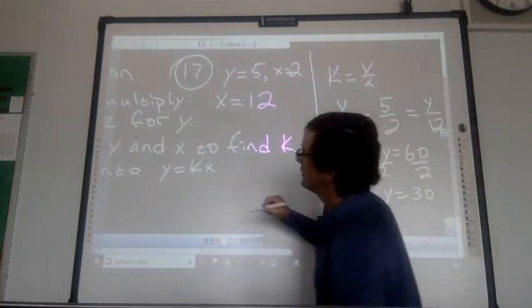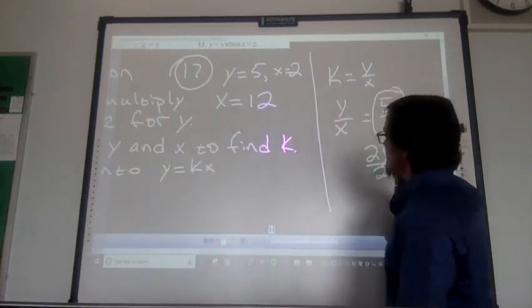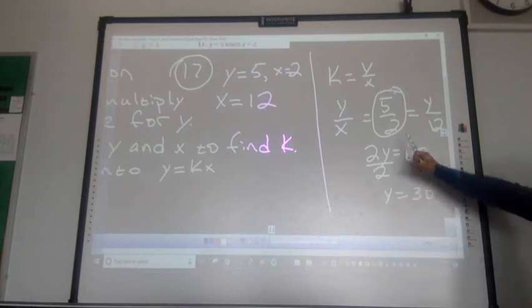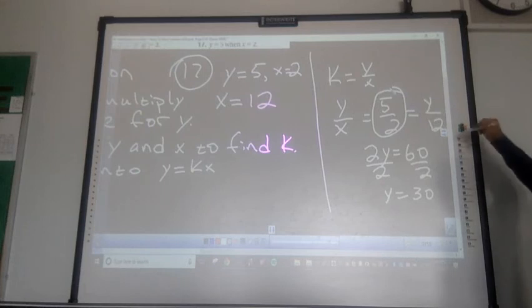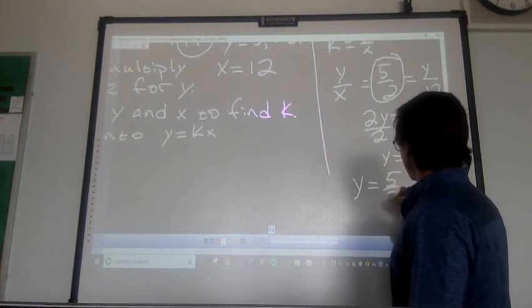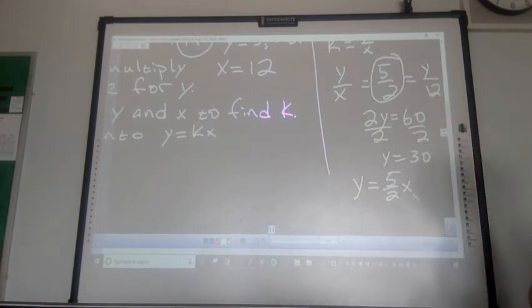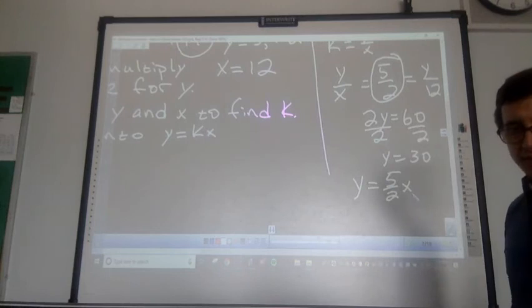So right here, we have what k is. When I tell you to write a direct variation equation, all you need to say is y equals 5 over 2x, and you're done. So to write the direct variation equation, just plug that k in. All right, that is it. Moving on to the next one. It doesn't look like people are furiously writing. Does anyone need more time? Let me know before I switch the slide.